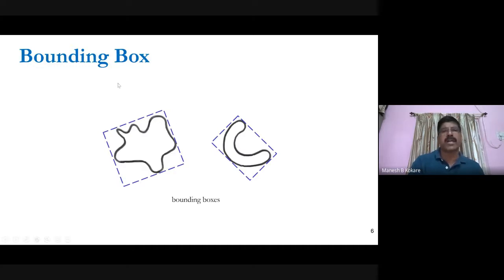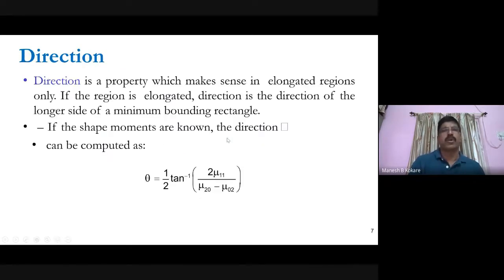So, the bounding box: you are just fitting that object in a box, and this object is also fit in this one. Now the direction is another scalar feature. It can be obtained as rotation invariant, scale invariant, or translation invariant, but from it you cannot reconstruct the object back.